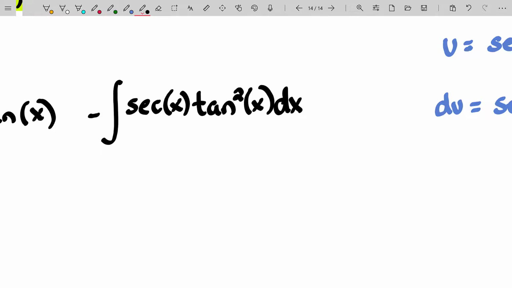So try to let go of that habit. It's not a terrible habit to have, but when you're in Calc 2, it doesn't really help you that often. The one thing that will help you is not calculus, but trig.